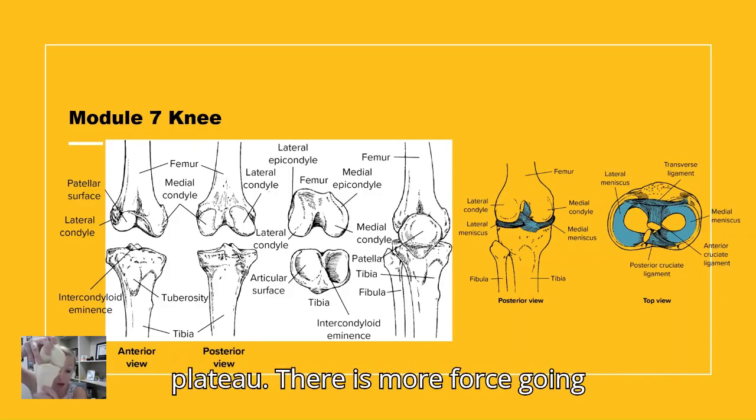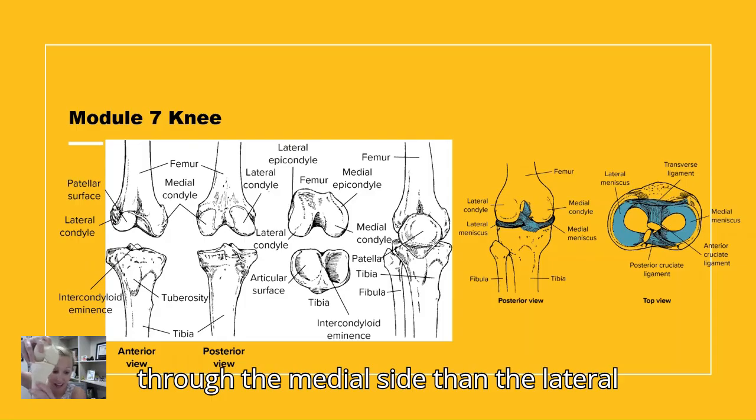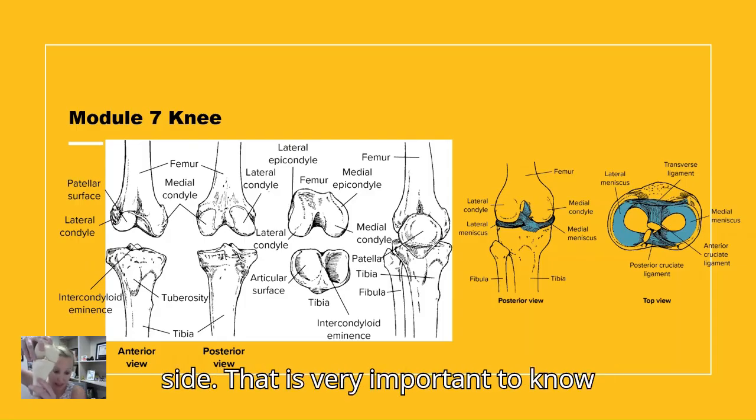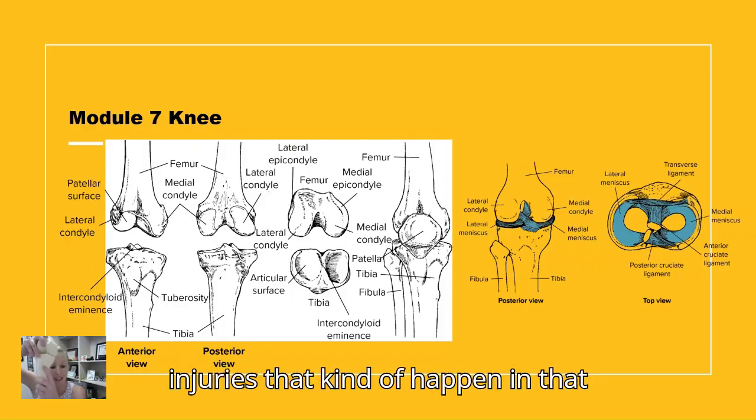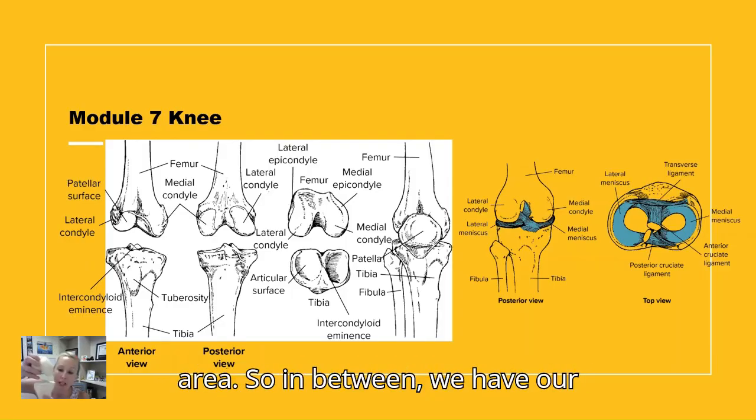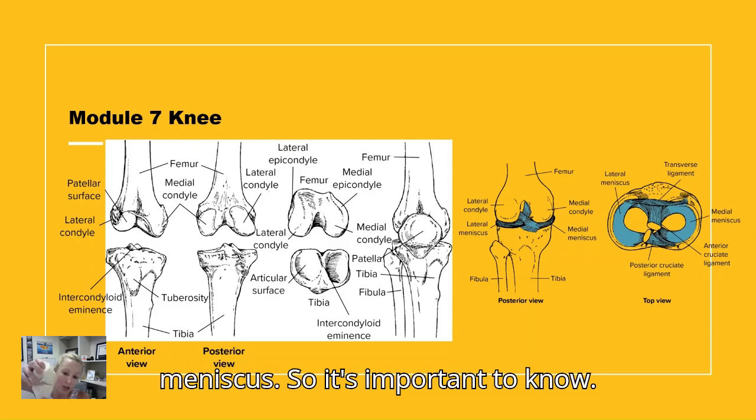There is more force going to the medial side than the lateral side. That is very important to know and emphasize. So there are a lot of injuries that kind of happen in that area. So in between, we have our meniscus. So it's important to know.